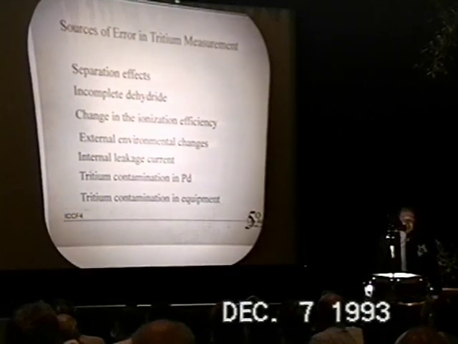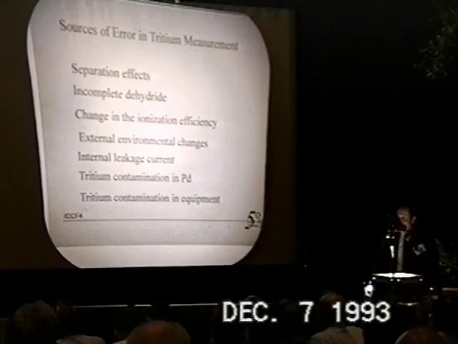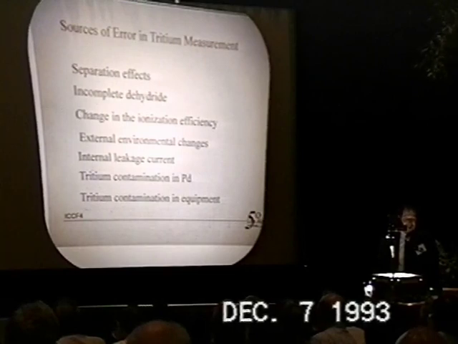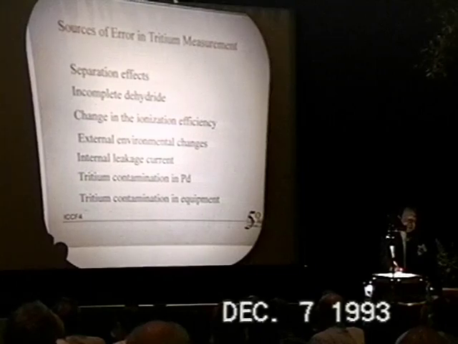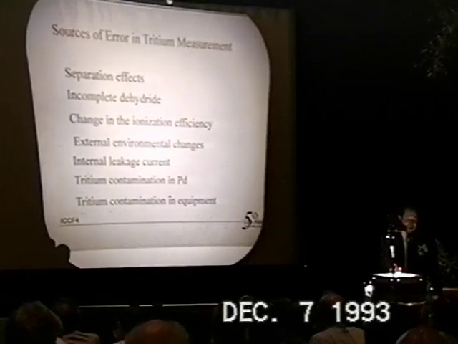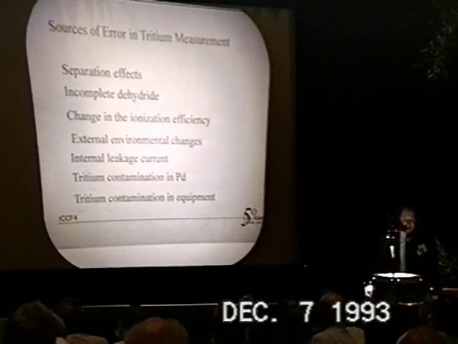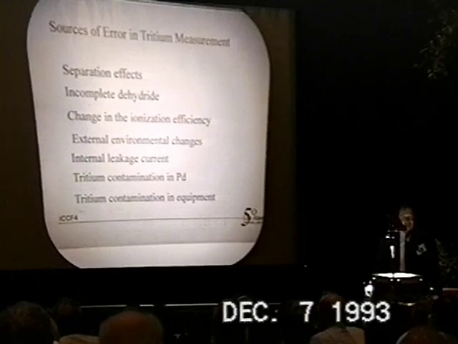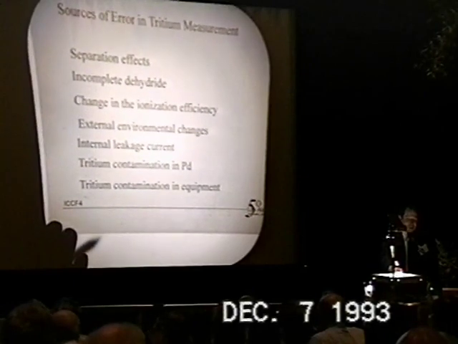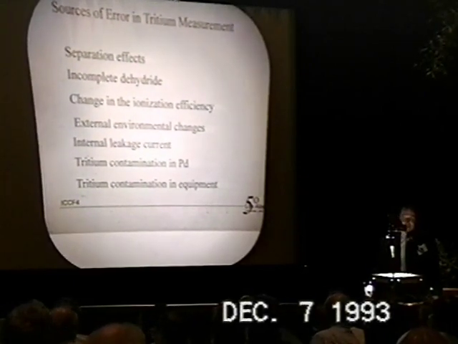Changes in the ionization efficiency for various gases. We're running deuterium, which has an ionization efficiency of I think around 32 eV per ion. Air is 34. Methane is 26. It's not a terribly significant change unless you get large amounts of sulfur gas. External environmental changes: we don't have good control of the temperature of our room, and we do see an effect. Internal leakage current is probably one of the biggest ones. We're looking at 10 to the minus 15 amp currents.